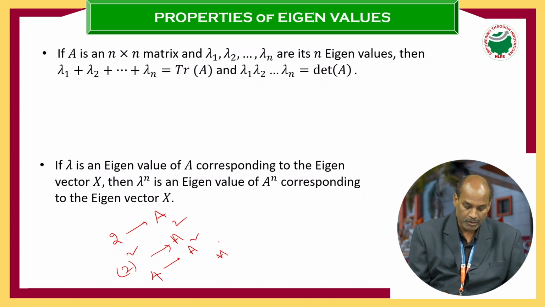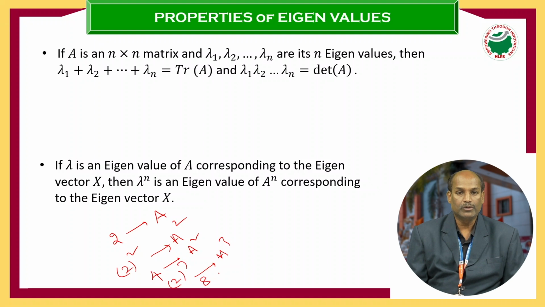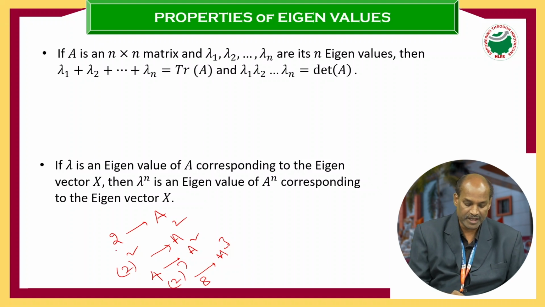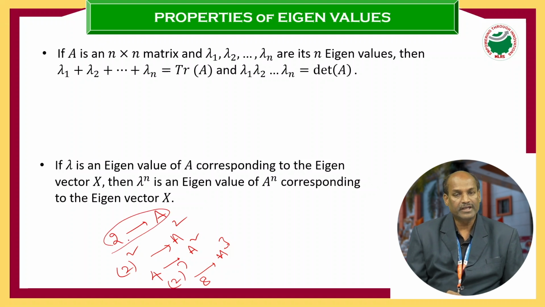Similarly, what is the eigenvalue of A cube? Just 2 power 3. 2 power 3 means 8. 8 is the eigenvalue of A power 3 and so on. So, without finding A square, A cube, A power 4, and so on, A power n, we can find the eigenvalues of A square, A cube with the help of the eigenvalues of A. First you find the eigenvalues of A, then after that we can write the eigenvalues of any matrix A power n. So that is the property.